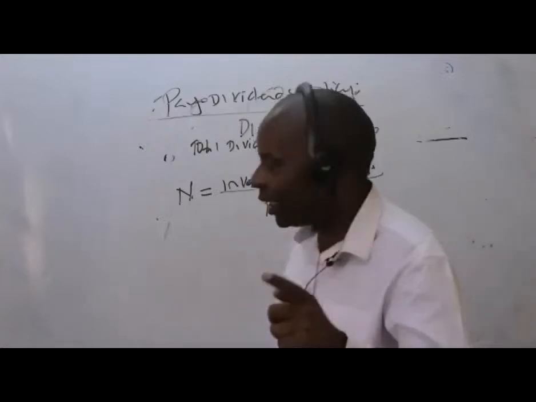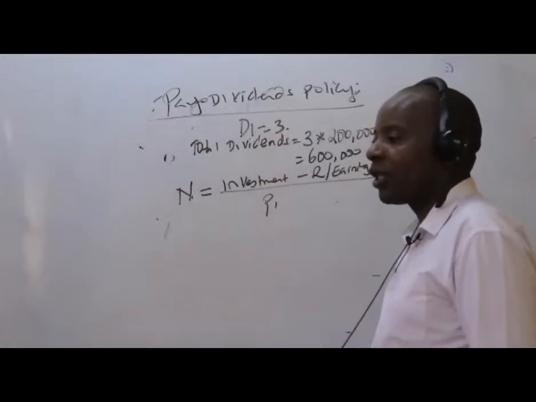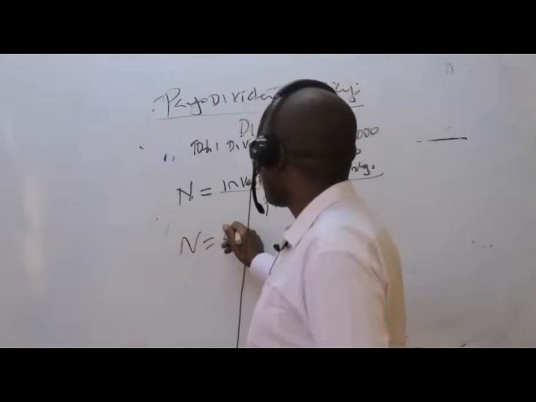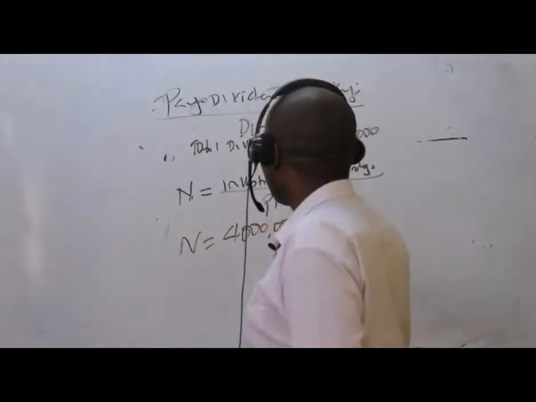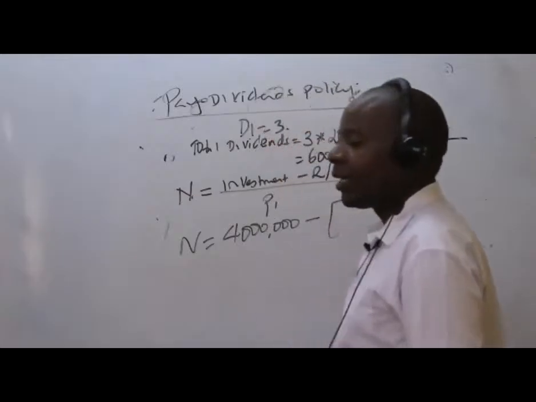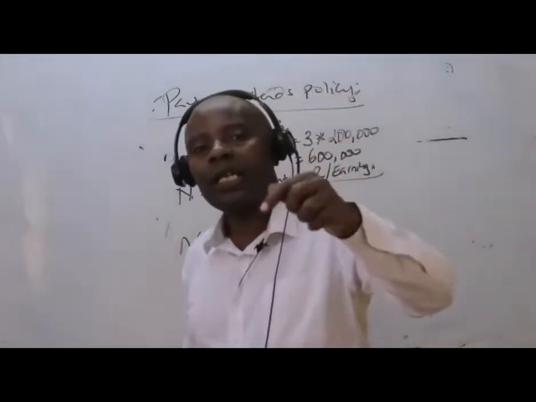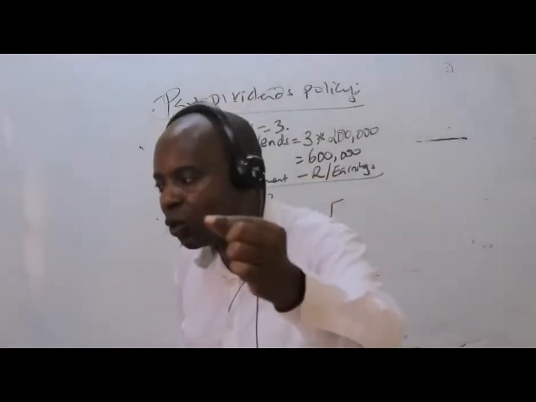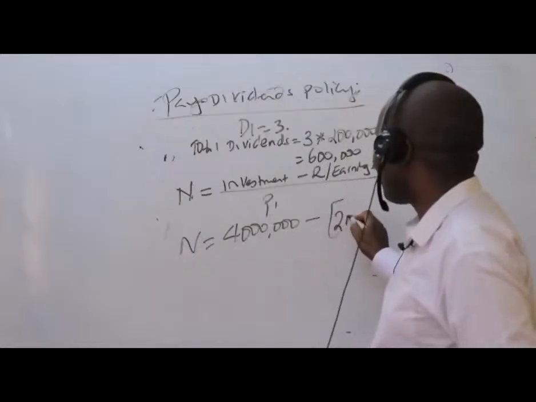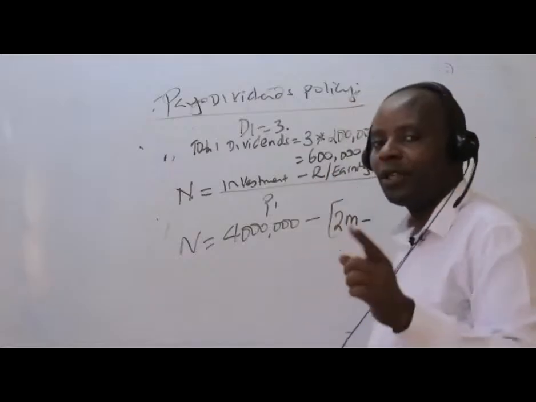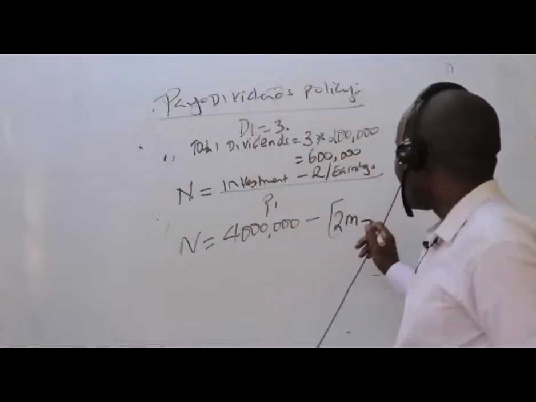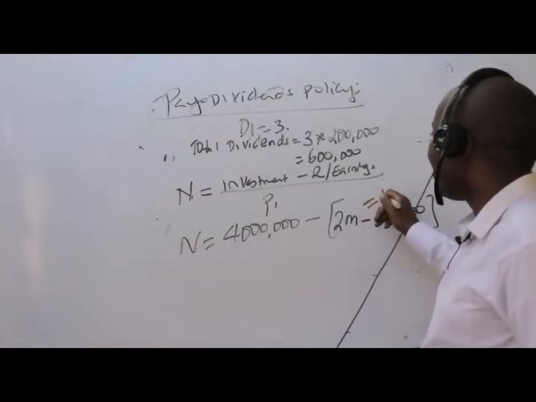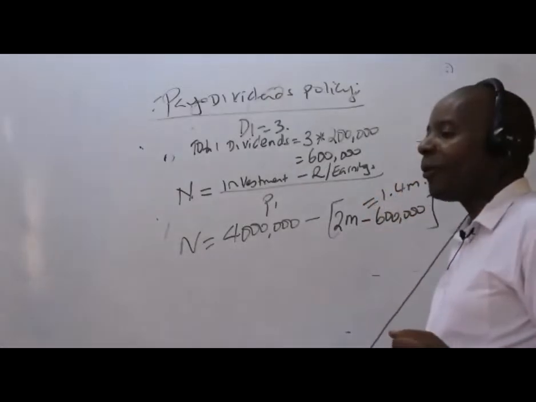What I do not have here for sure is the retained earnings. I need the retained earnings, but I can easily get this. So my N will be equal to the investment, which is 4 million, minus, in brackets, retained earnings. How do I get retained earnings? Retained earnings is a function of profit. How much profit was generated by this company? 2 million. Minus the 600,000 the company decided to give out. So I can see somebody telling me that the retained earnings are 1.4 million.